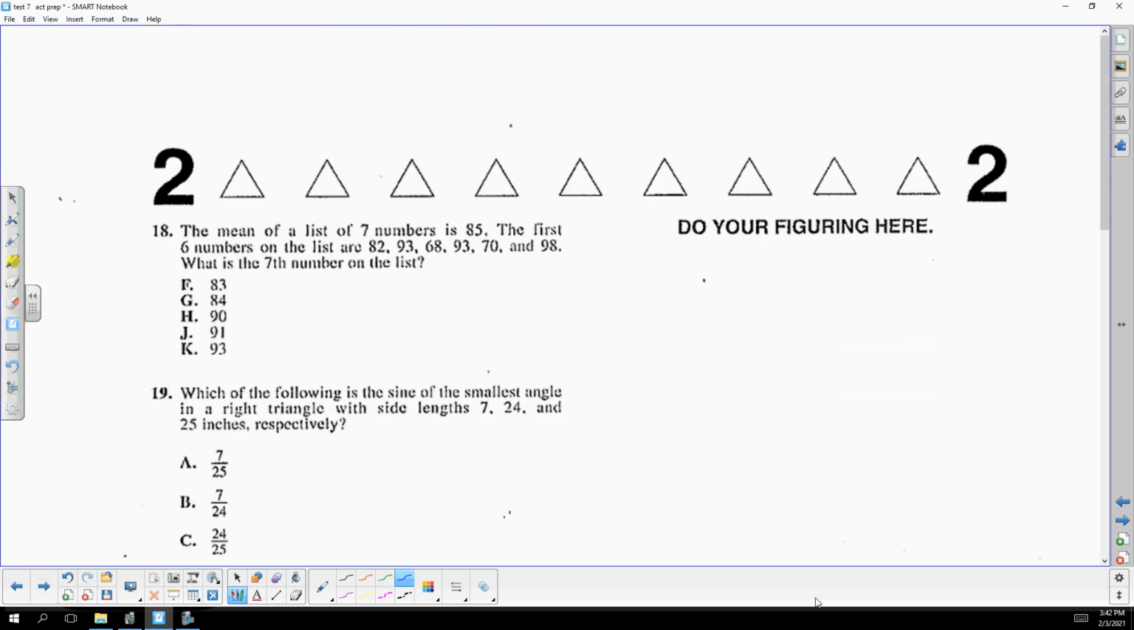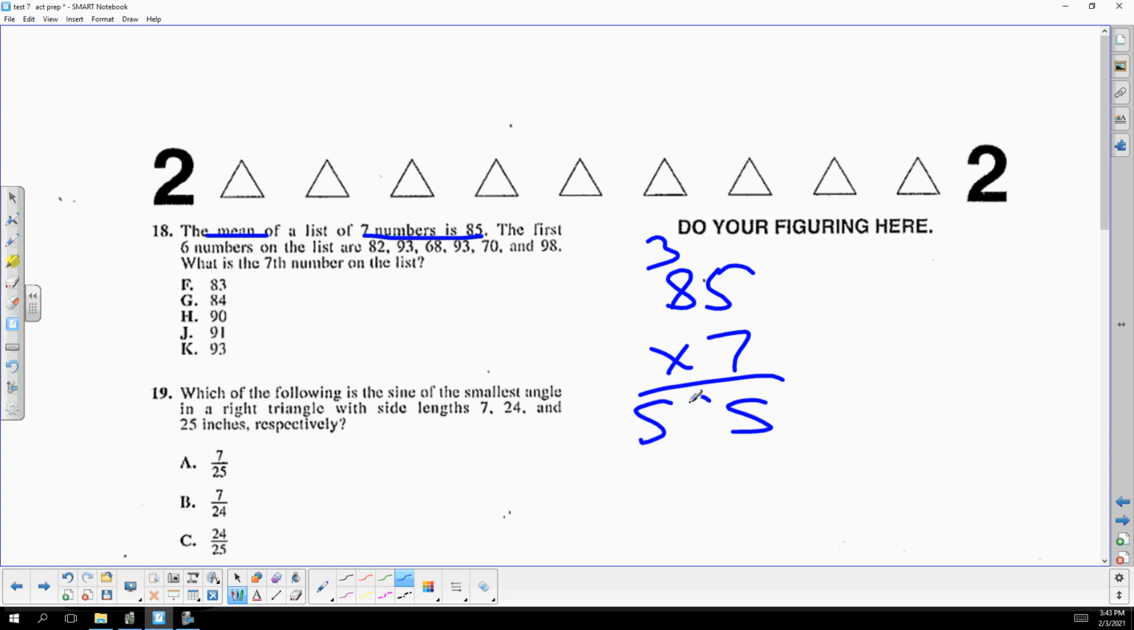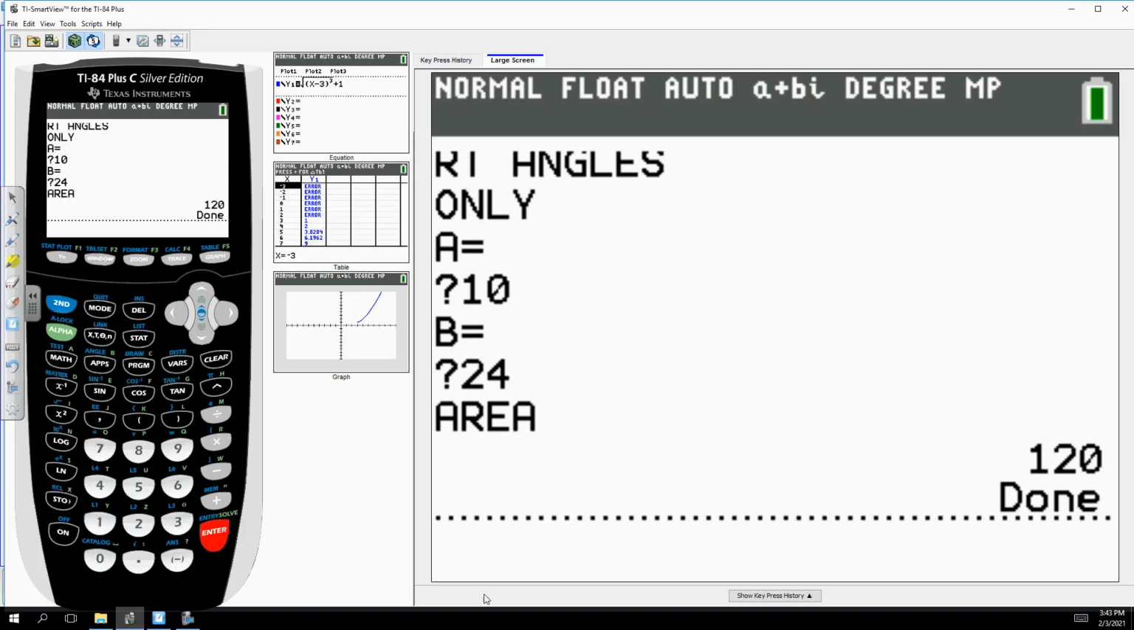How we doing so far? A mean is average, so that's total. Average is total. So you go 85 times 7, and you get 595. So that's the total. And then they give you the first 6. So add up the first 6.